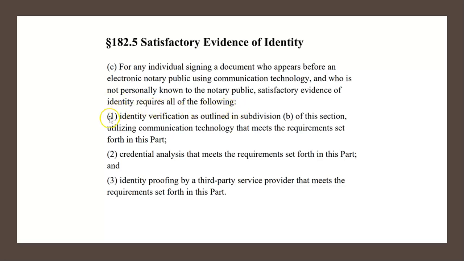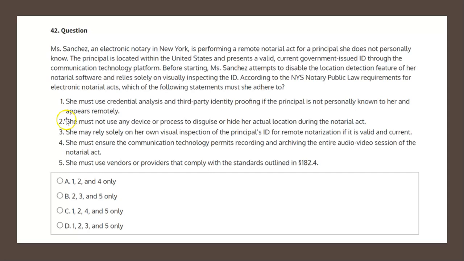all of the following. 1. Identity verification as outlined in subdivision B of this section, utilizing communication technology that meets the requirements set forth in this part. 2. Credential analysis that meets the requirements set forth in this part. And 3. Identity proofing by a third-party service provider that meets the requirements set forth in this part. Therefore, when Statement 1 states that she must use credential analysis and third-party identity proofing, this is a correct statement based on the law that I read from before, and we can put a check mark next to number 1.